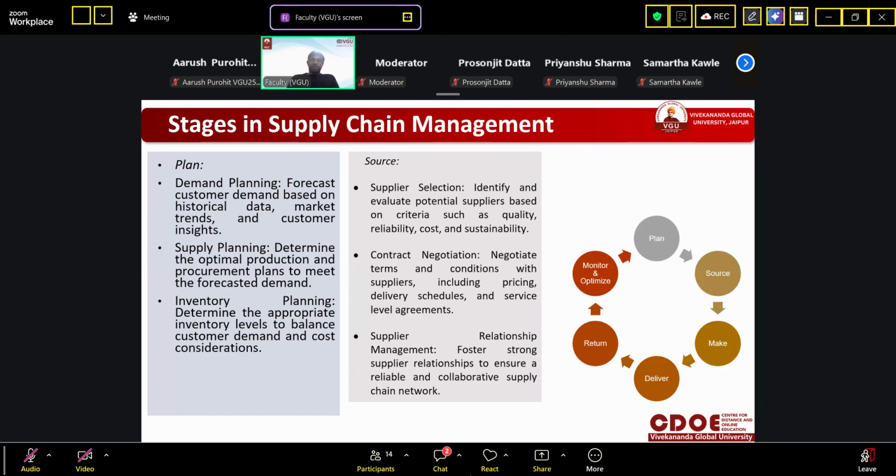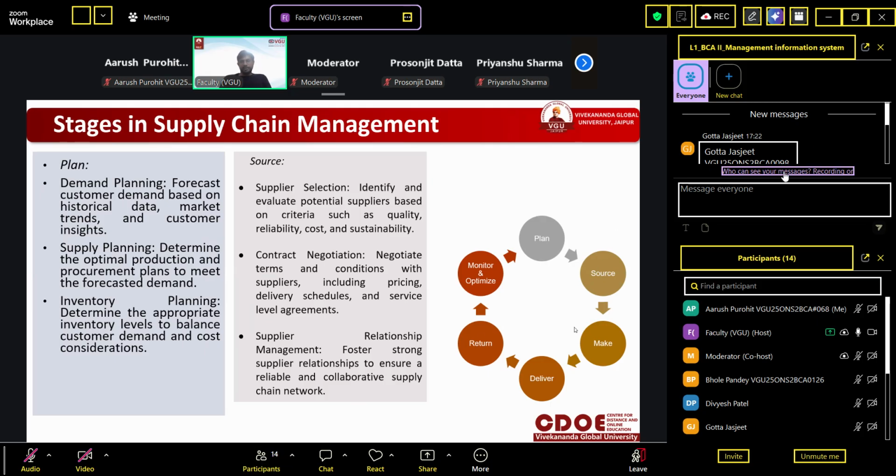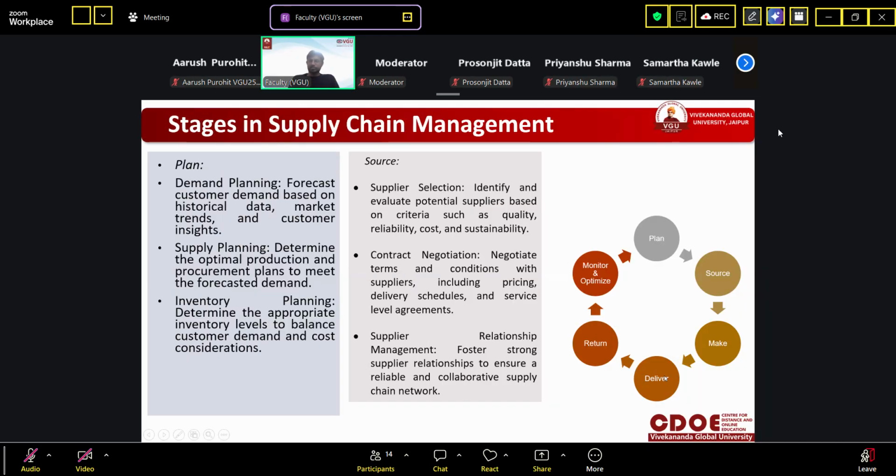Now, what are the stages in supply chain management? First we start from planning, then sourcing, then we start making the product, then we start delivering. If all things are going properly and the return process is required, then in between you maintain monitoring and optimization for that.